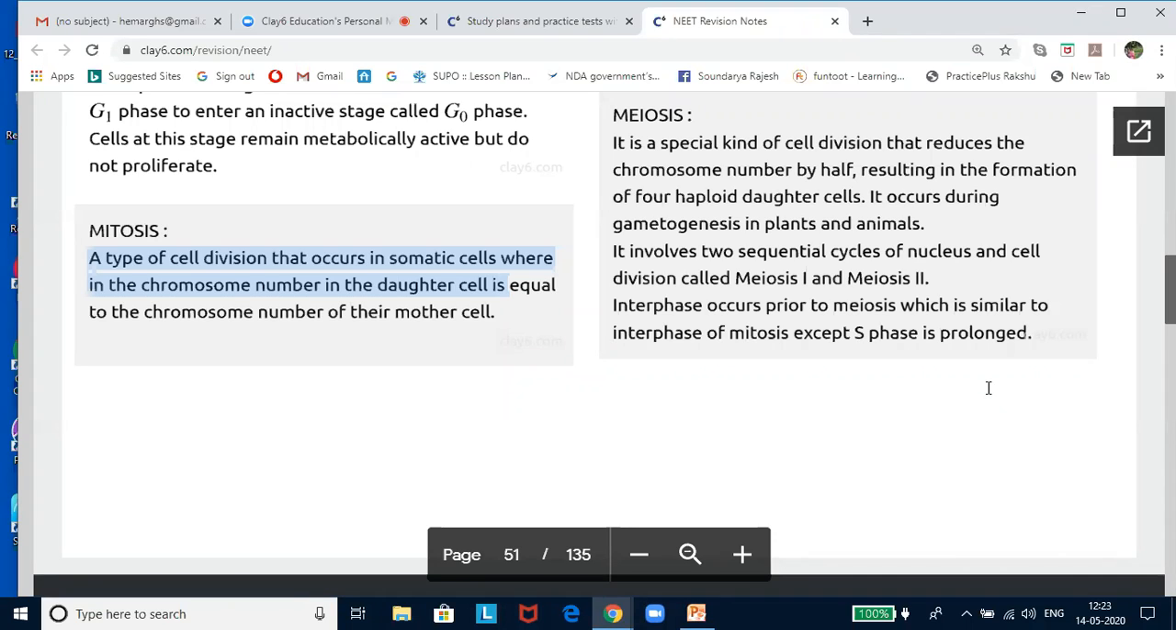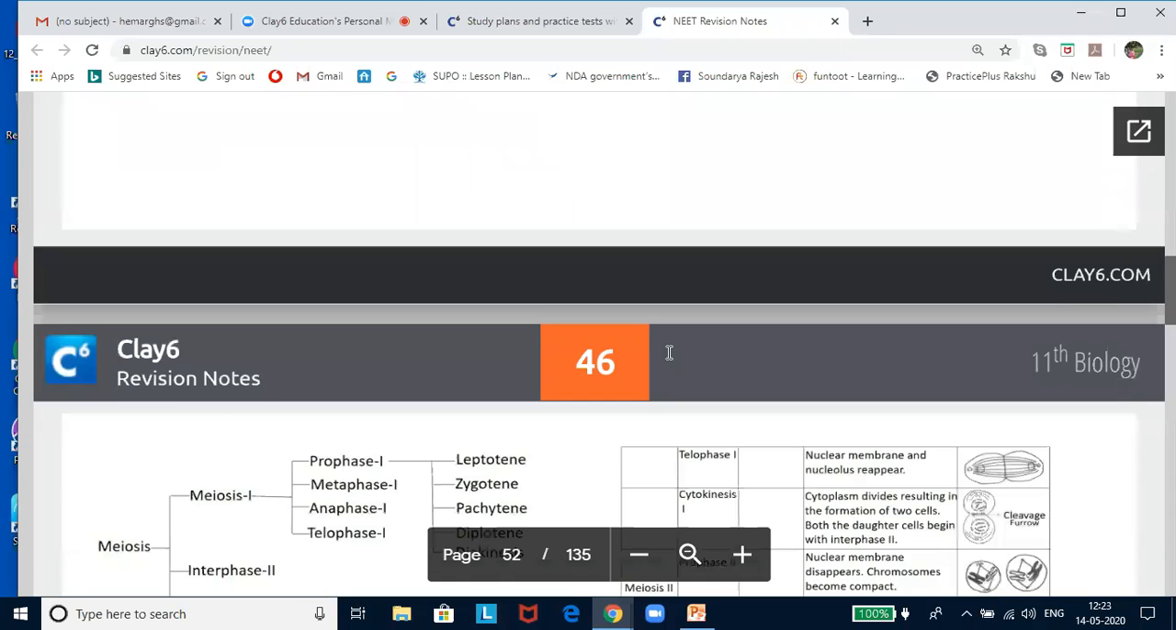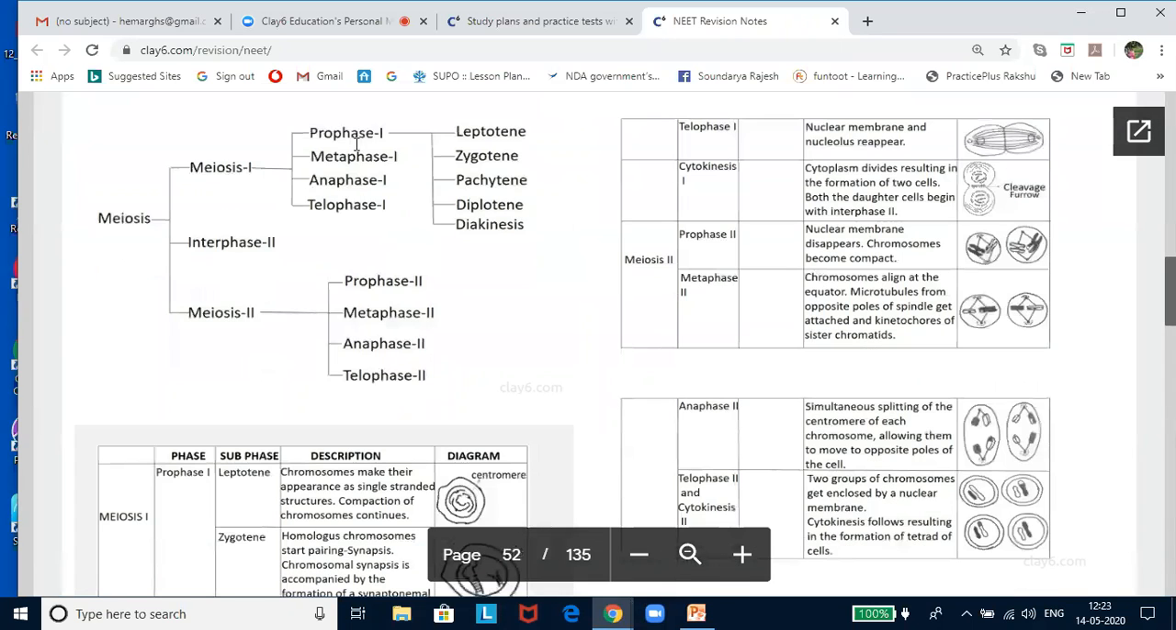Now, interphase occurs prior to meiosis, which is similar to interphase of mitosis, except S phase is prolonged. Now, this is the way we have broadly put it as a table. Meiosis is divided into meiosis 1, interphase 2, which is a short interval, and meiosis 2. So here meiosis 1 is divided into prophase 1, metaphase 1, anaphase 1, and telophase 1.